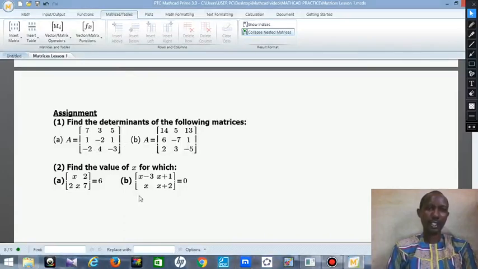That is that. Then this is also a 2 by 2 determinant. All I want you to do here is, after you find the determinant of this number here, make it equal to 6, then solve for x. That is all. Then after finding the determinant of this, so x minus 3, x plus 1, x plus 2, these are the elements of this matrix. So after getting the determinant equal to 0, then solve for x. So that is all to take note of.